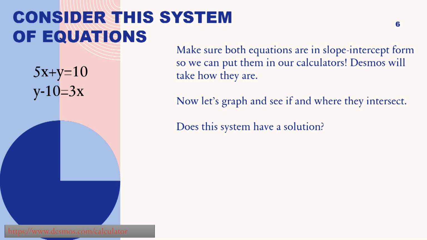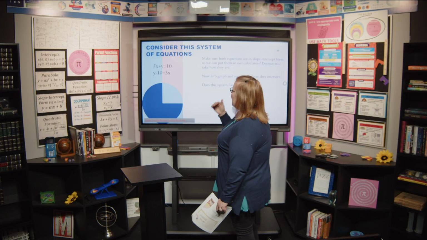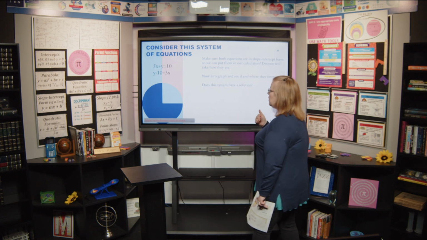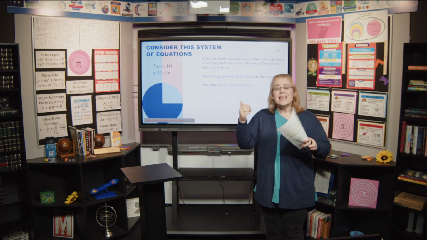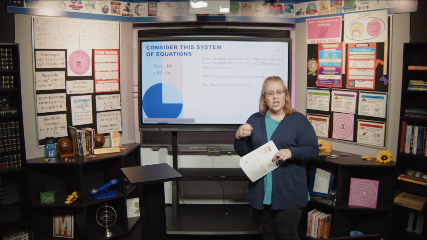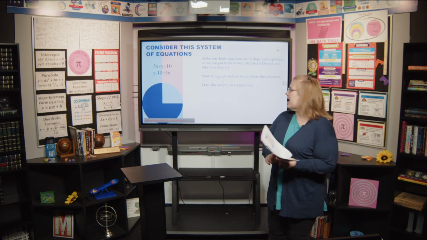It says consider this system of equations: 5x plus y equals 10 and y minus 10 equals 3x. So here's my system. Make sure both equations are in slope-intercept form so we can put them in our calculator. Or if we're just using Desmos, Desmos will take them just like this. But just so we can get some practice, let's go ahead and put them into slope-intercept form, y equals mx plus b.